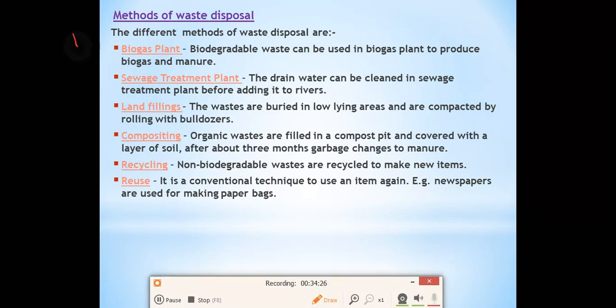See, there are different methods of waste disposal. The first one is biogas plant. All the biodegradable waste can be used in the biogas plant to make biogas and to make manure. Biogas can be used for cooking food and manures can be used for growing the plants.